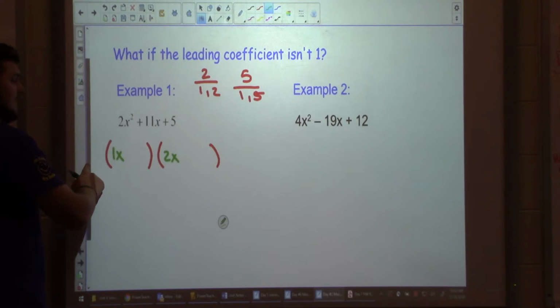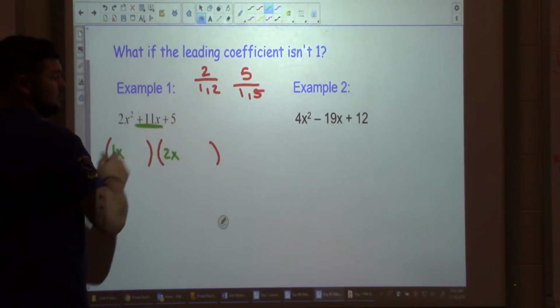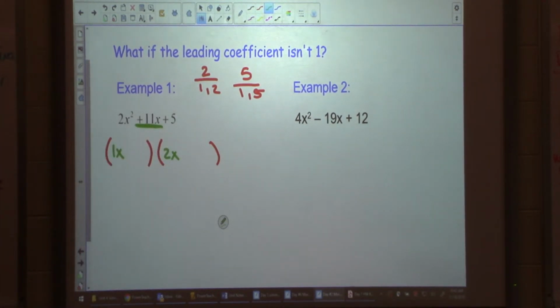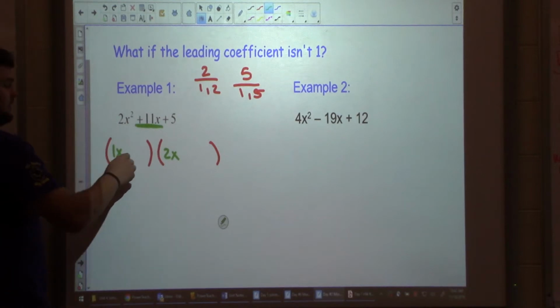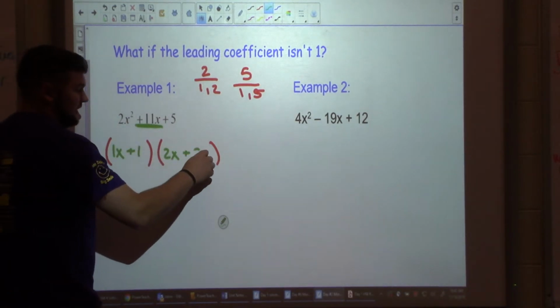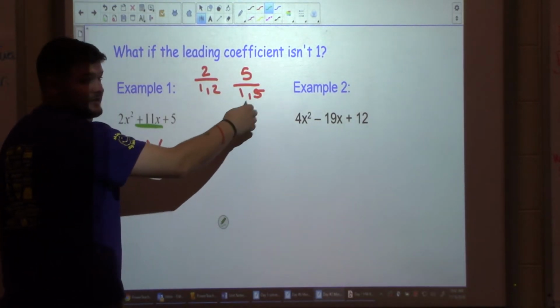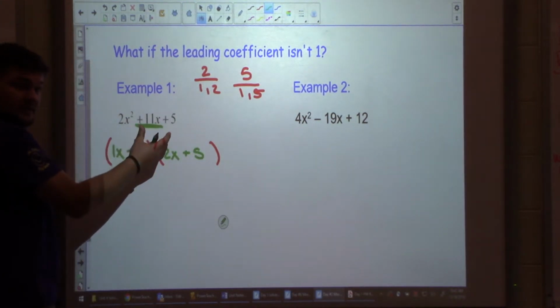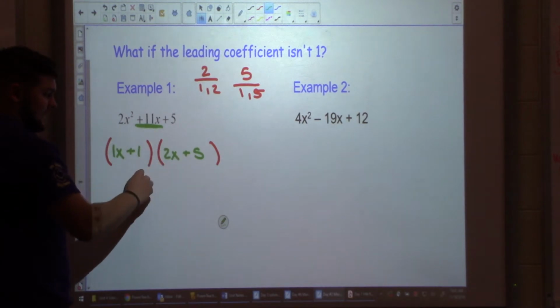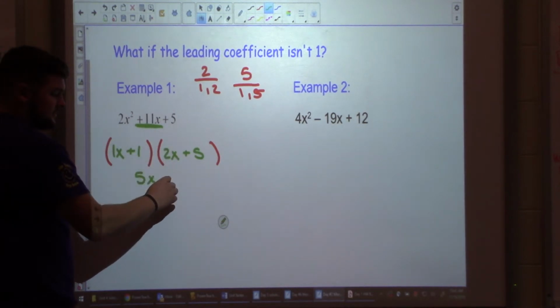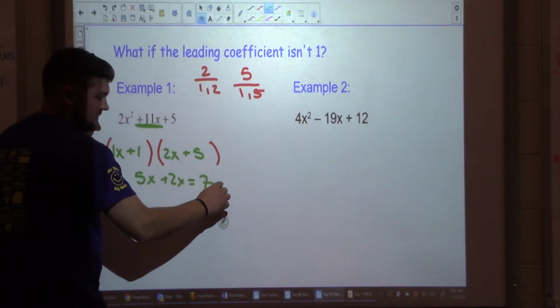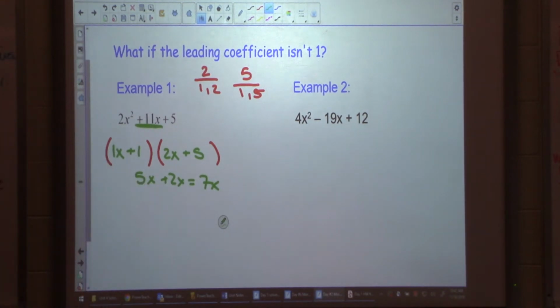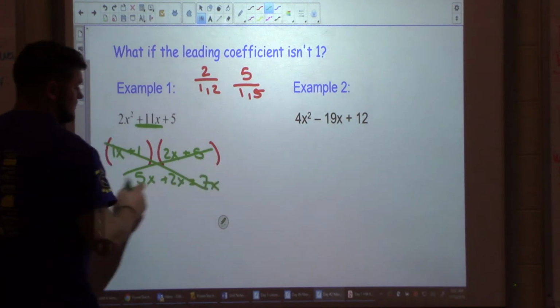Well, let's think. I need it to add up to 11x. So if I put plus 1 and plus 5 from these factors here, do I get that plus 11x? Let's check. No. 1x times 5 is 5x. 1 times 2x is 2x. We get 7x. So does that actually work? No, the way I just set it up does not work.